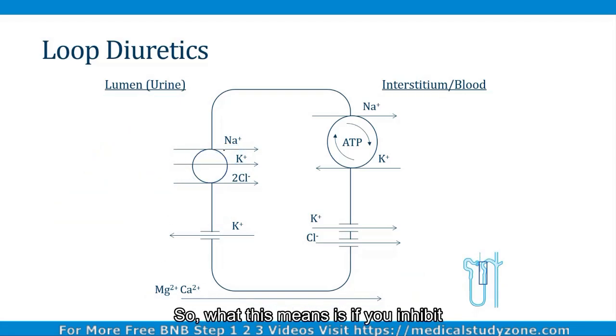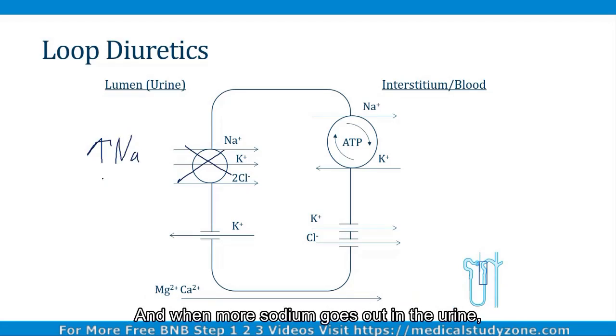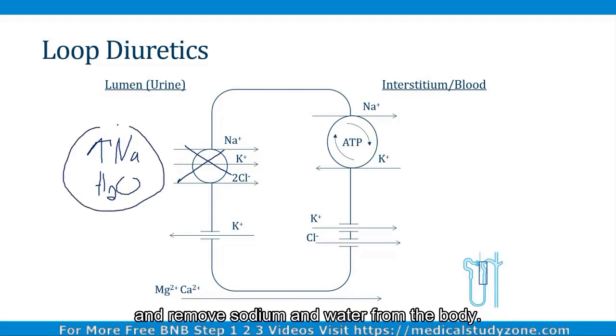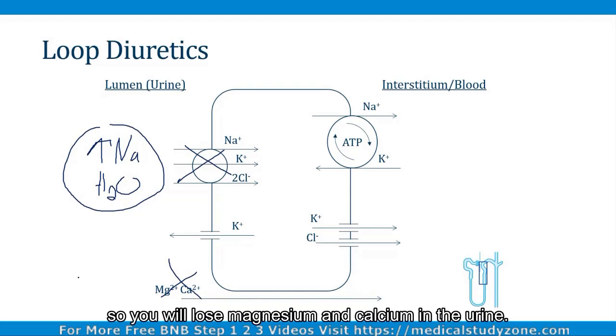So what this means is if you inhibit the activity of this pump, more sodium will stay on this side of the cell in the urine, and when more sodium goes out in the urine, it takes water with it, as we have discussed, so therefore these drugs are going to work as diuretics and remove sodium and water from the body. In addition, magnesium and calcium are not going to get reabsorbed because you've inhibited that pump, so you will lose magnesium and calcium in the urine.